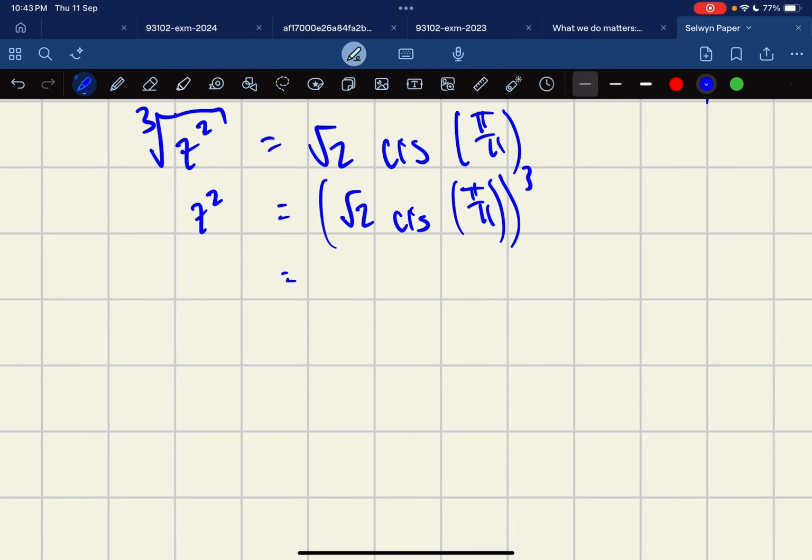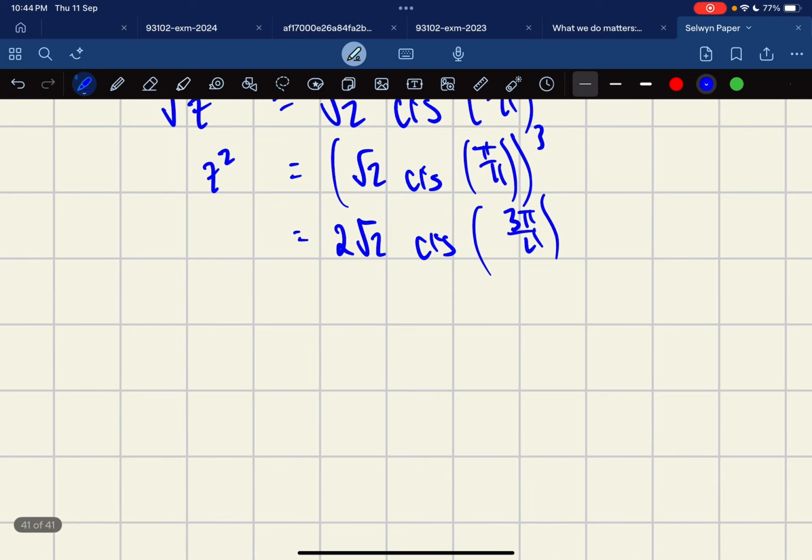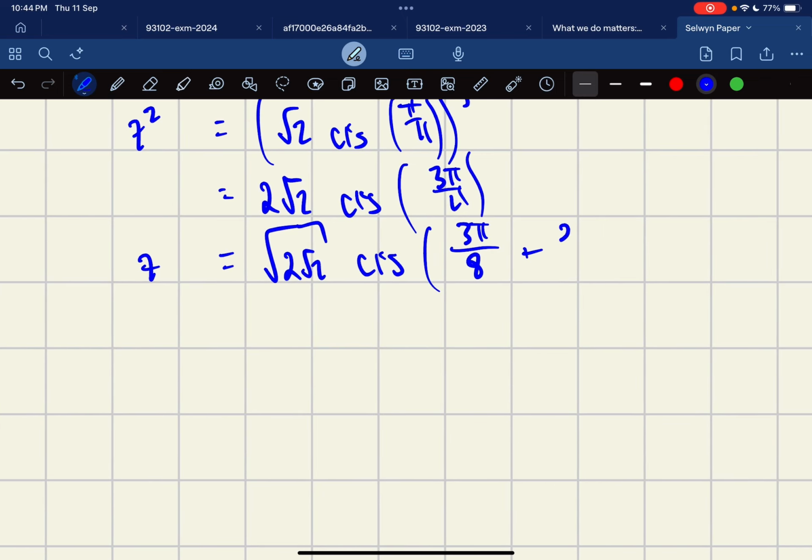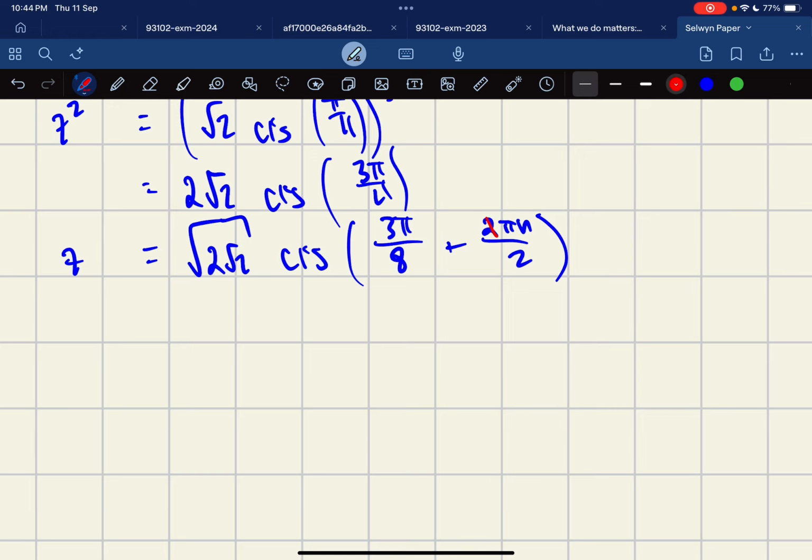And what you then have is root 2 cubed, which is just 2 root 2, cis of 3 pi over 4. And after that, you can square root both sides. So you have the square root of 2 root 2, cis of 3 pi over 8. And then there are two solutions, so you have to add on 2 pi n over 2. You can see that the 2's will cancel each other out, so it's just plus pi n.